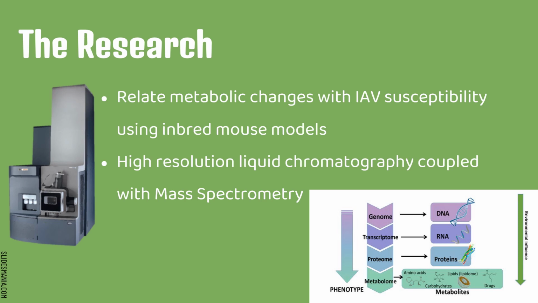Well, Liempd et al. related metabolic changes with influenza A virus susceptibility using inbred mouse models. They did this by repeatedly collecting and measuring plasma up to 30 DPI. They then ran the plasma through high-resolution liquid chromatography coupled with mass spectrometry to detect and quantify plasma metabolites.